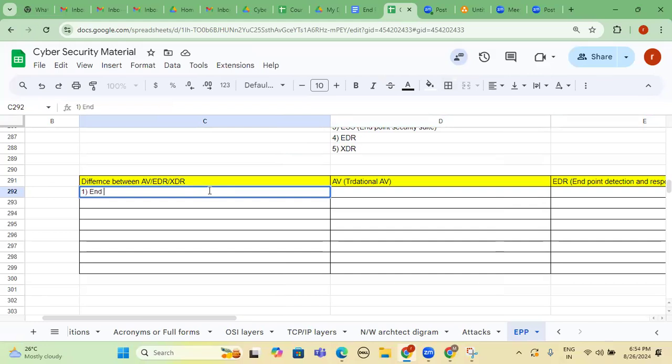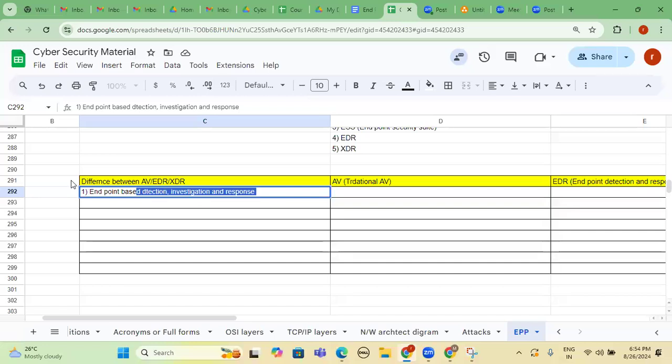It's endpoint based detection, investigation, and response. So it will take care of the endpoint side only. It will not take care of the application based and also network based, dedicated to endpoint.